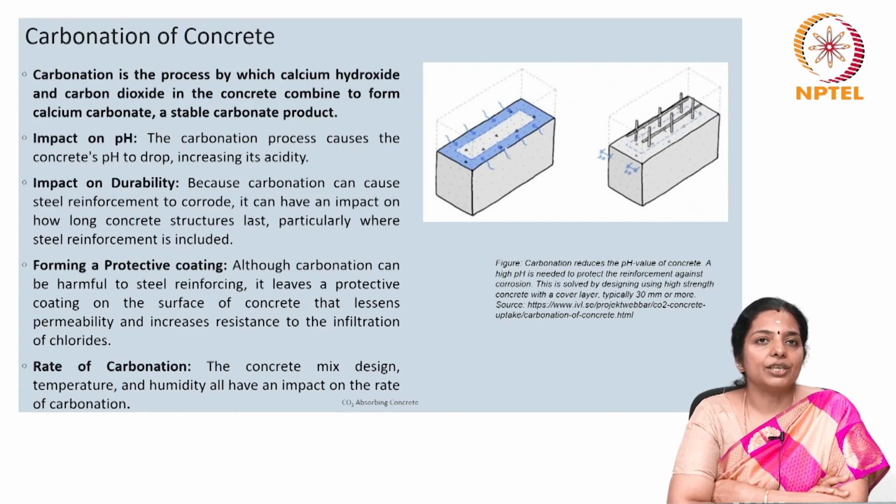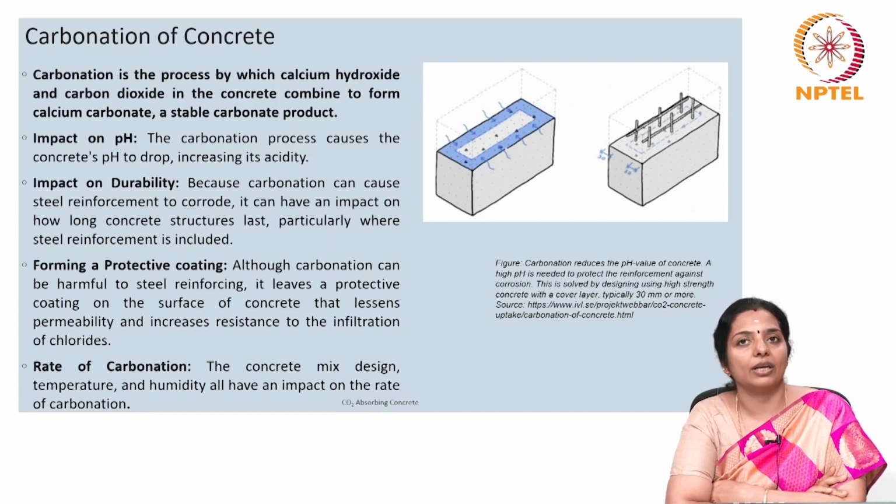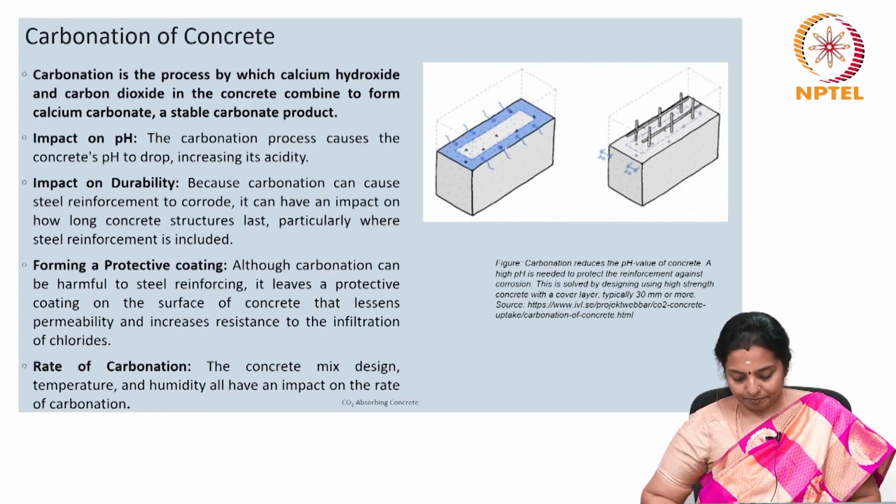The rate of carbonation can get affected. The concrete mix design, temperature and humidity all have an impact on the rate of carbonation. By nature, carbonation is a natural process that occurs over a period of time in concrete structures which are exposed to the outside or the atmosphere. As a chemical reaction, it involves the reaction between carbon dioxide in the air and the alkalis in hydrated cement paste.